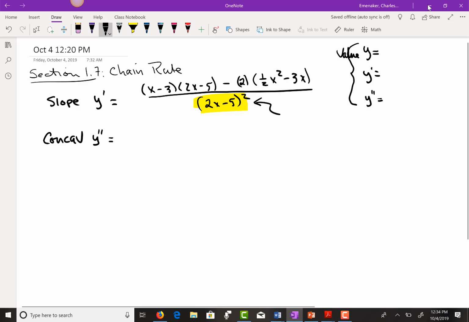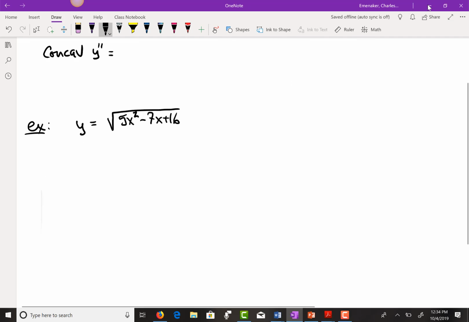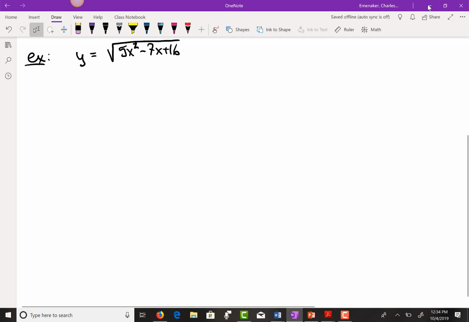For example, let's say you have something like this. y equals the square root of 5x squared minus 7x plus 16. Is there any practical way to apply square root to that quadratic? No. Unless this was a perfect square, which it's not. If it was a perfect square, we could get it and be done. We can't here.